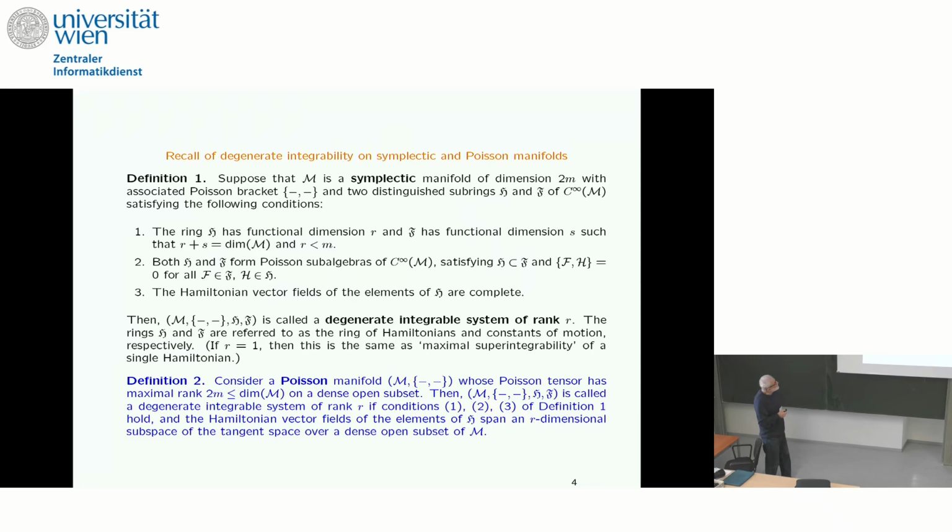So I mentioned the definition of a degenerate integrable system on a symplectic and Poisson manifold. Basically, you have some commuting Hamiltonians, some Abelian Poisson algebra, and then some algebra of constants of motion. The Poisson bracket is zero, and these algebras have the property that their functional dimensions add up to the dimension of the manifold. In addition, the Hamiltonian vector fields of the Hamiltonians of interest are complete, which is automatic if the level surfaces are compact. Then this is a degenerate integrable system of rank R, in a symplectic manifold. And in a Poisson manifold, the addition is that we require also that the Hamiltonian vector fields generated by H are themselves independent pointwise over a dense open subset.